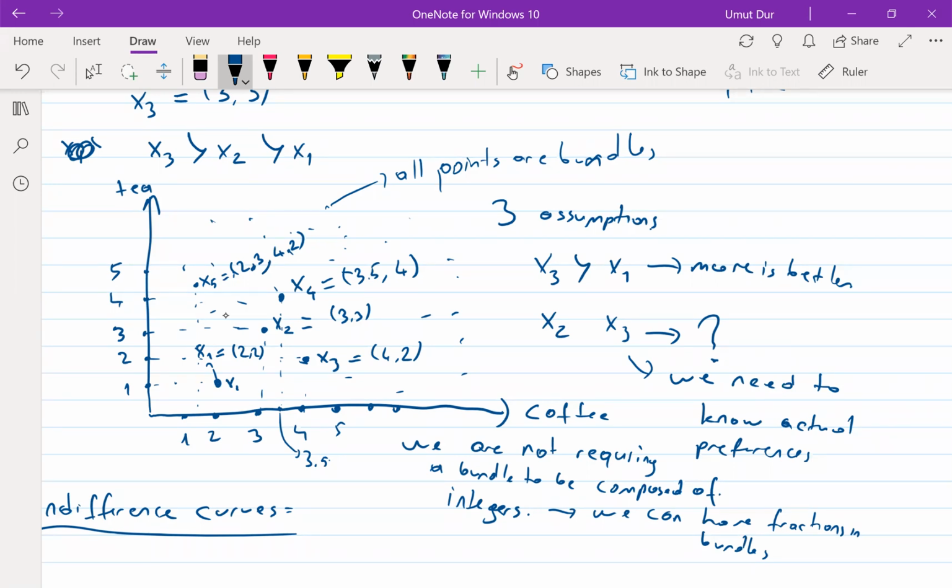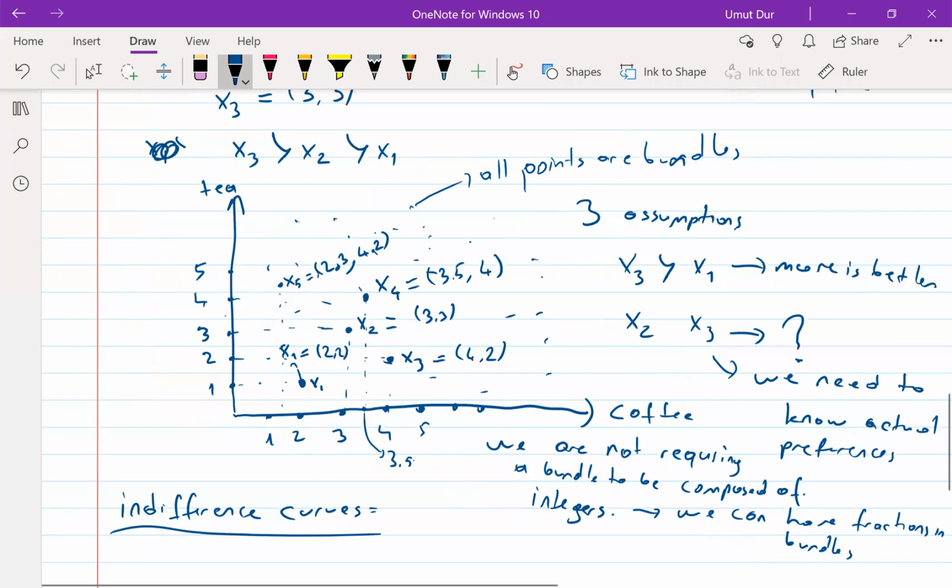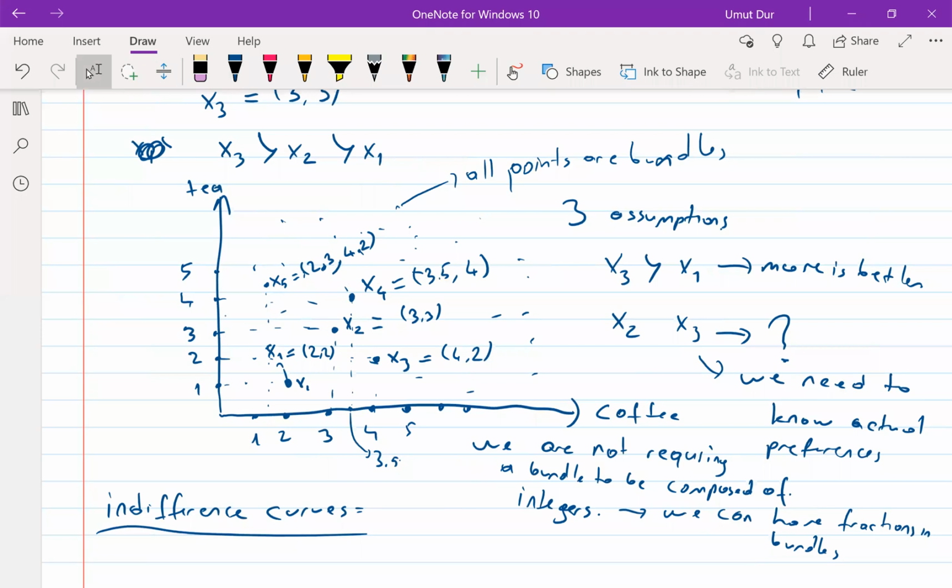All the points here, all the possible combinations, all combinations that you can think of, can represent a bundle. As long as we are on this quadrant, positive and non-negative, as long as we are having a non-negative amount, everything is possible. Then we will have infinitely many bundles.